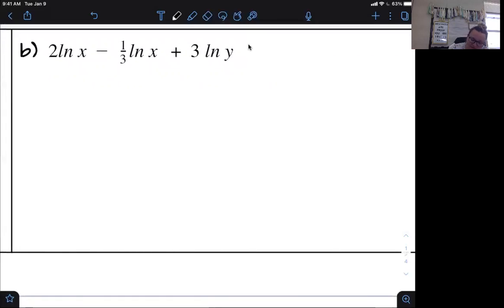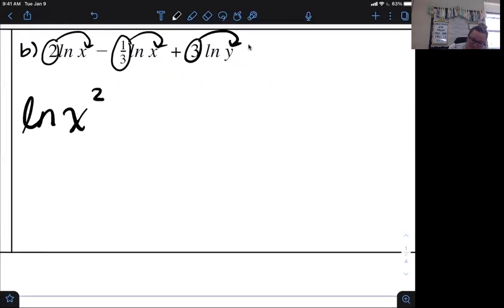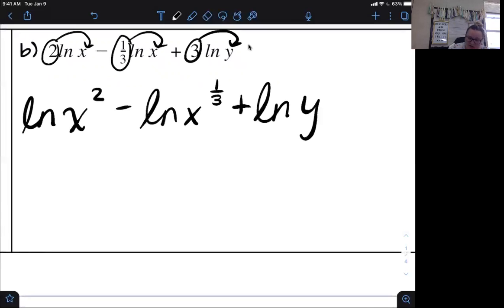So to simplify this thing, the first thing you probably did was the power property and brought these things in as exponents. So the natural log of x squared minus the natural log of x to the 1/3 power plus the natural log of y cubed.